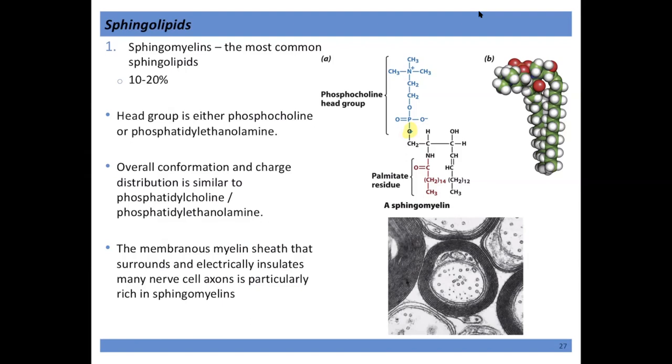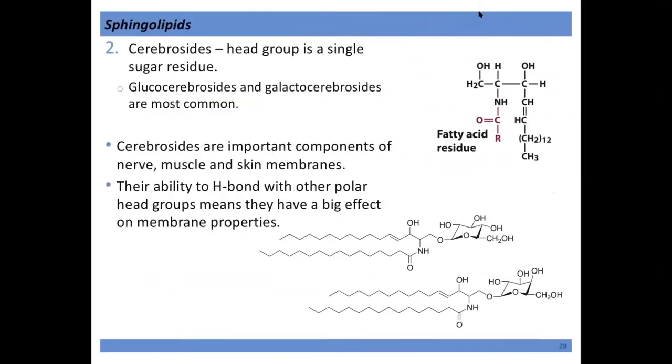Now, these are sphingomyelins. These are found in the myelin sheath around electrically insulating cells. So many nerve cell axons are rich. So this is a picture of the myelin sheath, and we'll talk more about that later. We actually have many layers there, and that acts as an insulator. So these cells can actually conduct electricity. So if you look at the overall shape of this, it looks a lot like a glycerol phospholipid.